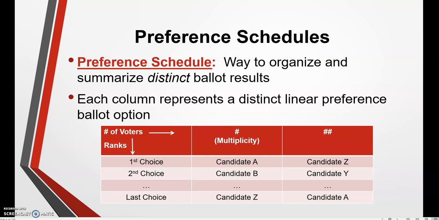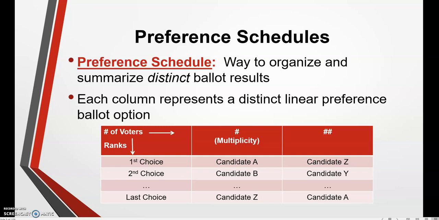So one of the things that we're going to want to do is take all of our preference ballots and combine them together into a preference schedule. A preference schedule is simply a way to organize and summarize distinct ballot results. In a preference schedule, each column represents a distinct linear preference ballot option.